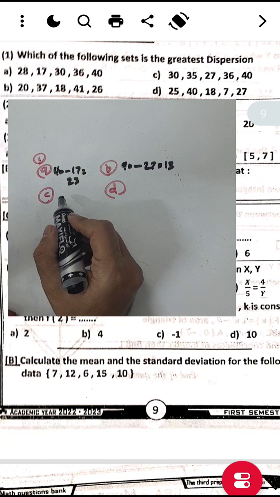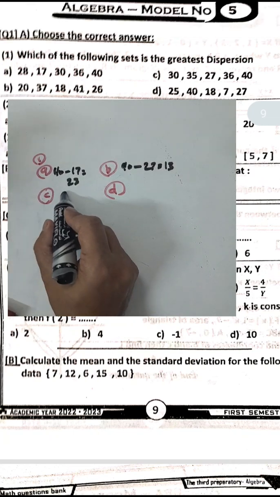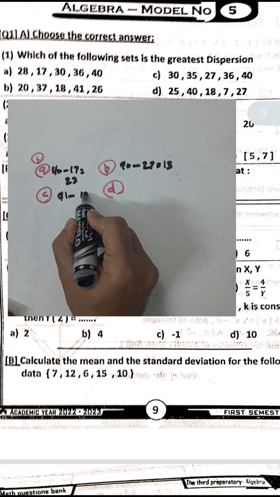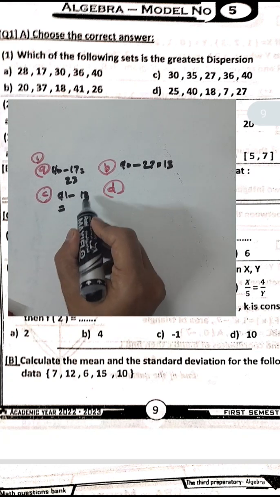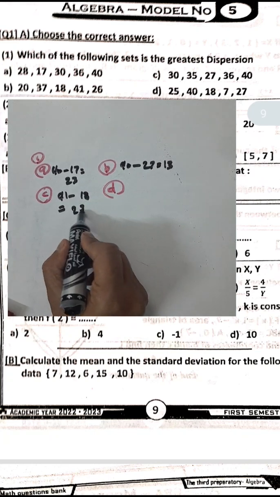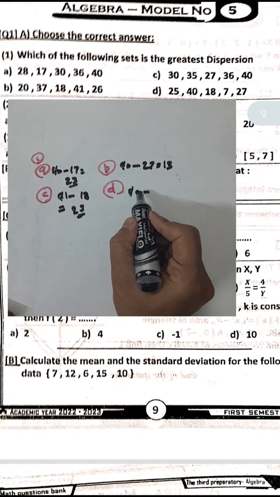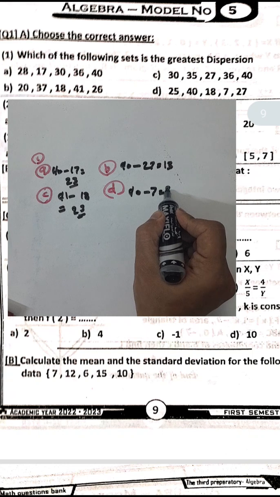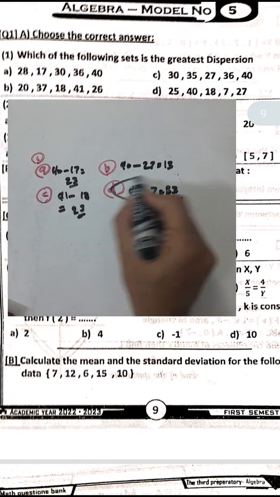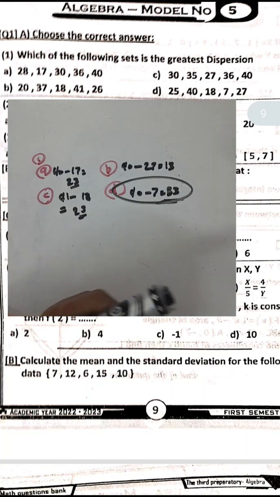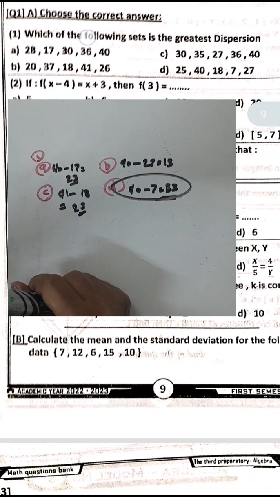And letter C, we can find the difference between 41, the greatest number, and the smallest number here, 18. The result will be 23. Letter D, we can find the difference between 40 and 7. The result will be 33. So we must choose letter D. Letter D refers to the greatest expression, meaning the range will be greatest.